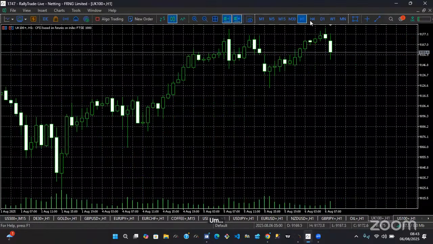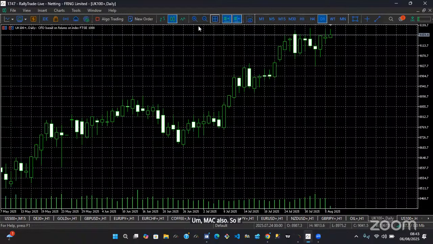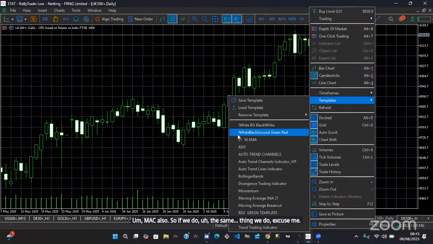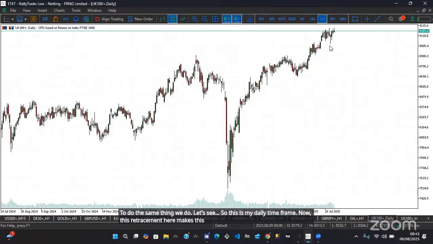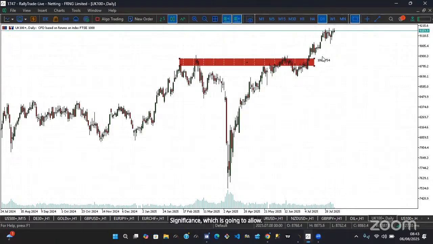Okay, so UK 100, FTSE 100. Let me see also. So if we do the same thing we do, let's see. This is my daily time frame. Now, this retracement here makes this level massively significant, which is I'm going to have all of this resistance right here.